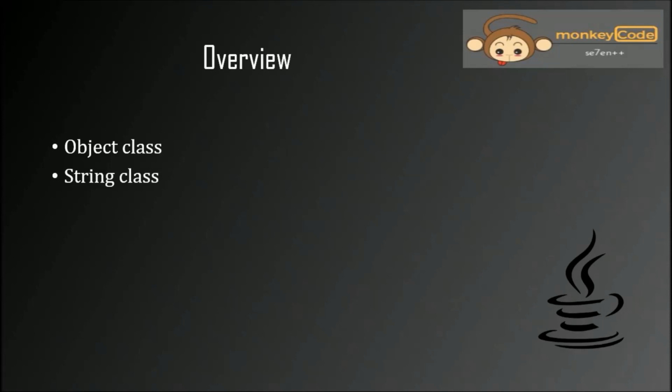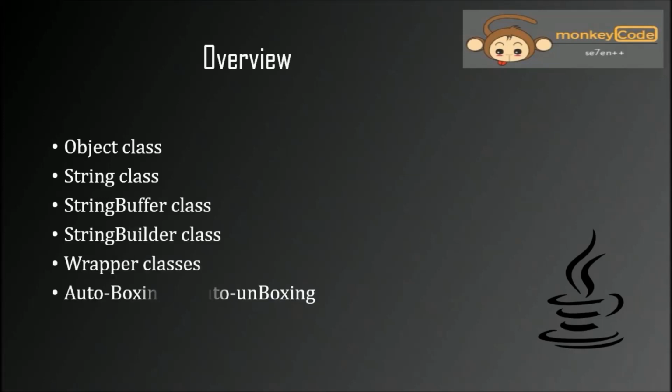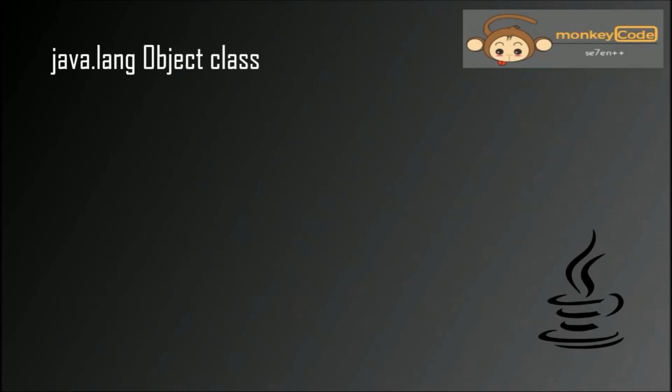Then we will go for the String class. That is String, we are using so many times. We are using String in our programs, and it belongs to the java.lang package. Then the StringBuffer class, StringBuilder class, wrapper classes, autoboxing. These are some new topics for you, so don't worry about that. We're going to go through all these topics. So let's start with the java.lang Object class.